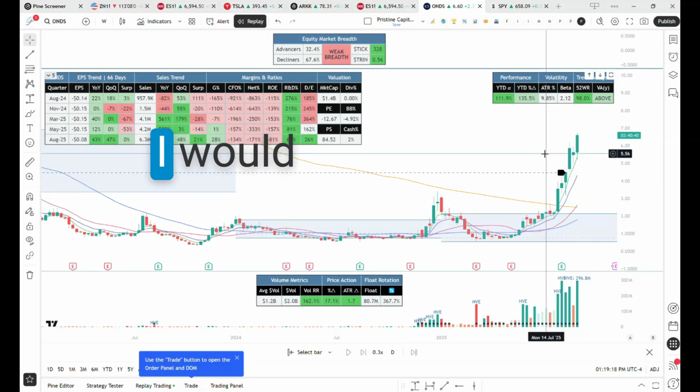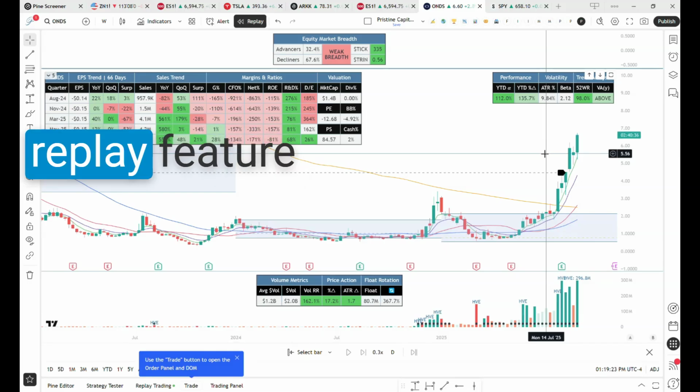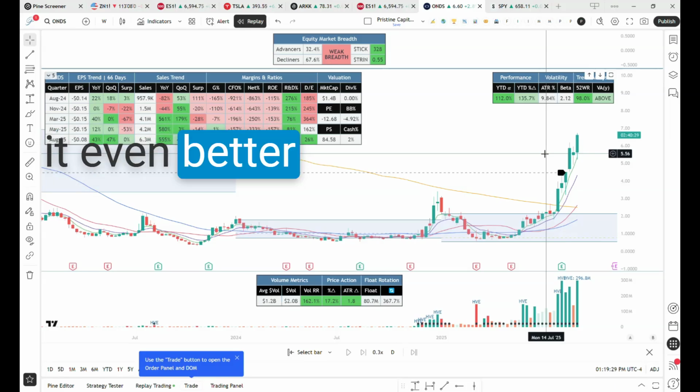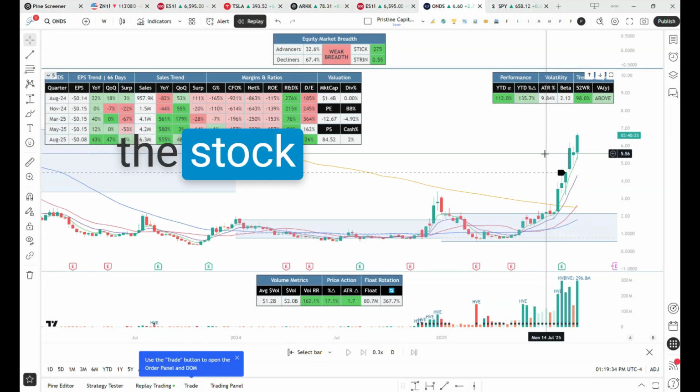So that's really how I would go about looking at a past winner. Using this replay feature is pretty awesome, and using our proprietary tools makes it even better, where you get more insight as to what the market was doing and what the stock was doing.